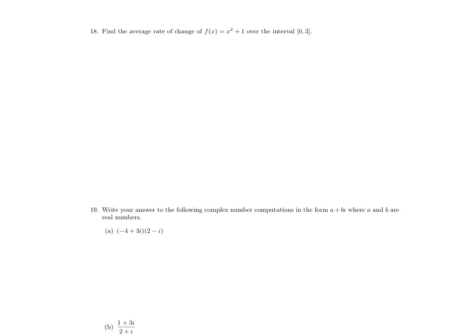Number 18, find the average rate of change of f of x equals x squared plus 1 over the interval 0, 3. Here is the key to this one. These are x values in this interval, okay? This is a low to a high of x values. So they're giving you this interval of x values, and they want you to find the average rate of change using these two end points.